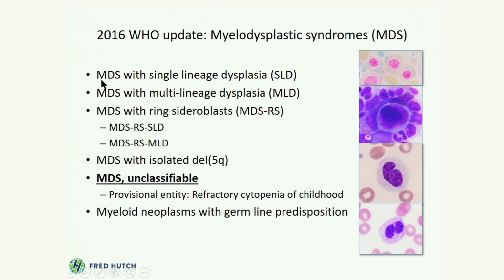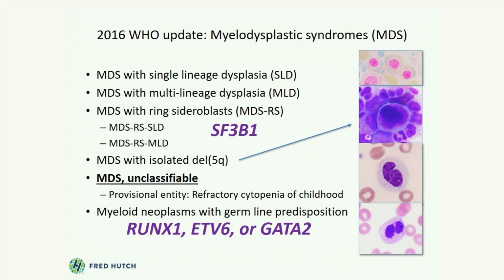There was renaming of the entities in the 2016 WHO. Previously it was refractory cytopenias of this and that. Now we have myelodysplastic syndromes of whatever your morphologic abnormality is: single lineage dysplasia, multilineage dysplasia, ring sideroblasts, whether they're single lineage versus multilineage. The reason they separated that category is because these patients commonly have SF3B1 mutations. And the reason they separated the del5q is that these generally do better and have characteristic megakaryocytes. There is also a provisional entity now in the MDS unclassifiables of refractory cytopenia of childhood, and a new category under myeloid neoplasms with germline predispositions. Now RUNX1, ETV6, or GATA2 get their own little category.